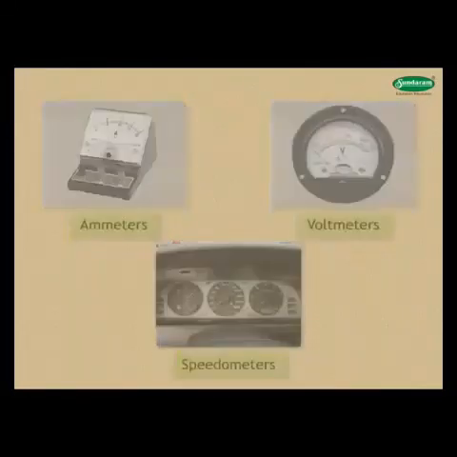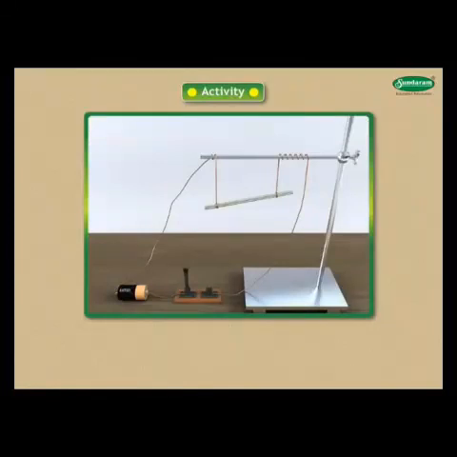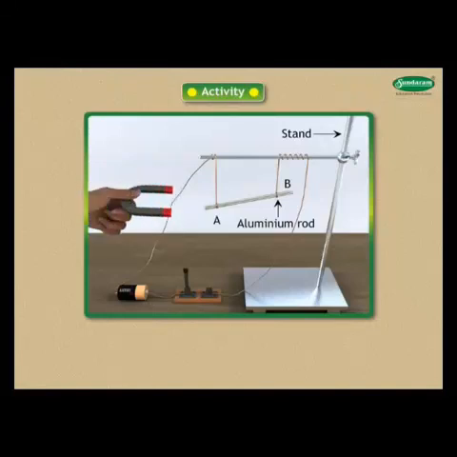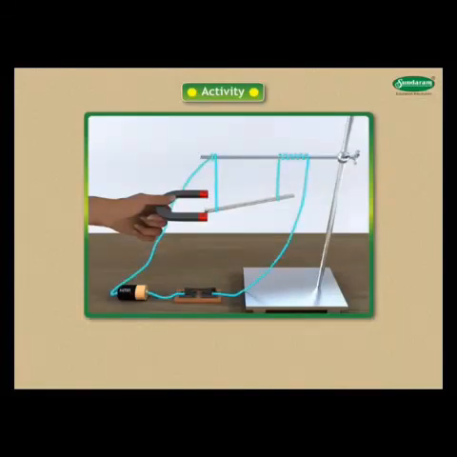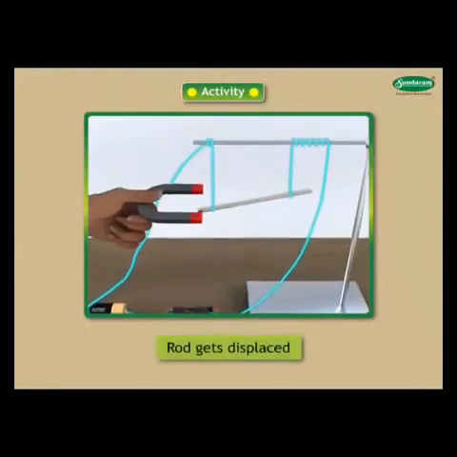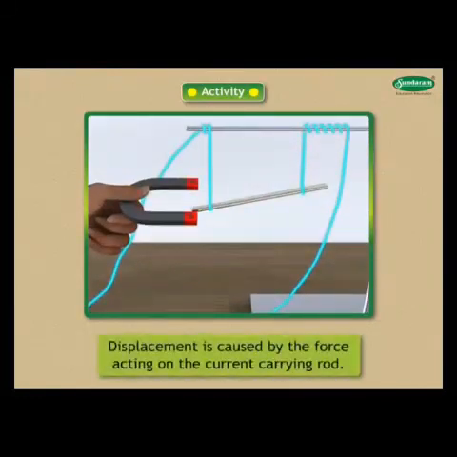speedometers, etc. Activity: take a small aluminium rod AB. Suspend it horizontally by means of two connecting wires from a stand. Now place a strong horseshoe magnet in such a way that the rod is between the two poles with the field directed upwards. If a current is now passed through the rod from B to A, you will observe that the rod gets displaced. This displacement is caused by the force acting on the current-carrying rod.